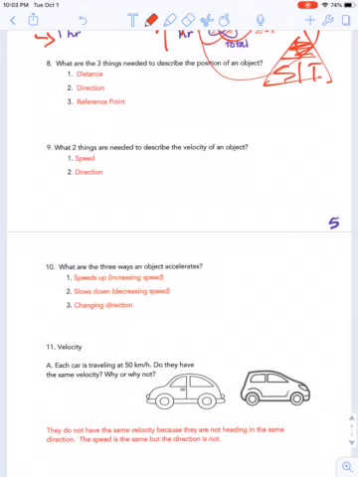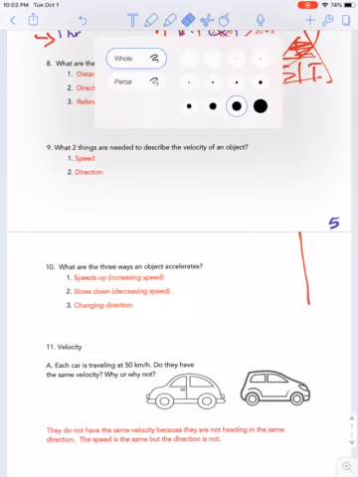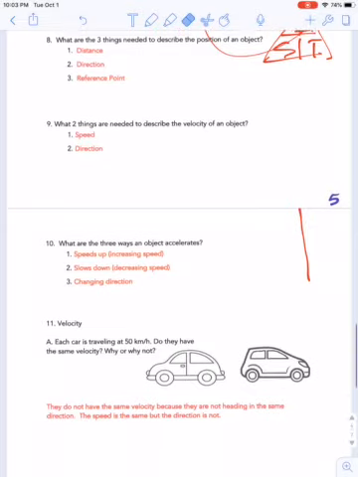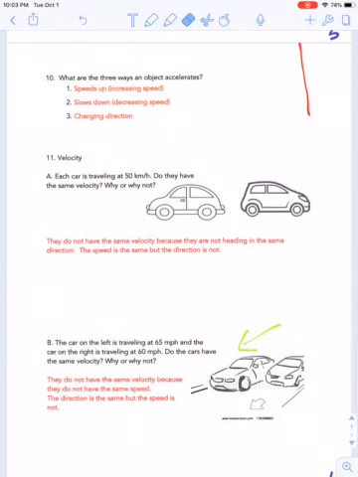What are the 3 things needed to describe the position of an object? We need the distance, the direction, and the reference point. What 2 things are needed to describe the velocity of an object? We need speed and direction. What are 3 ways an object accelerates? We speed up, we slow down, and we change direction.